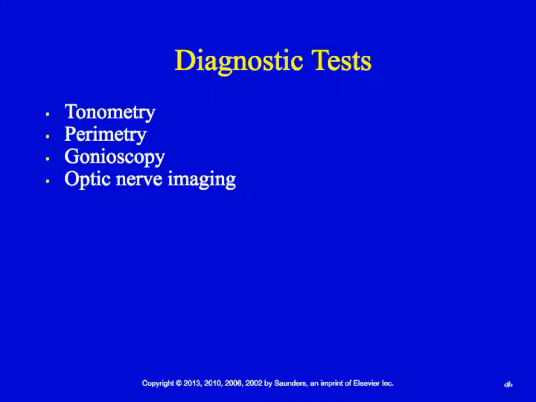Tonometry being the most common one, so make sure you review, especially the tonometry. Optic nerve imaging really is just done basically to determine how much damage has been done to the nerve by the glaucoma, by the presence of it.